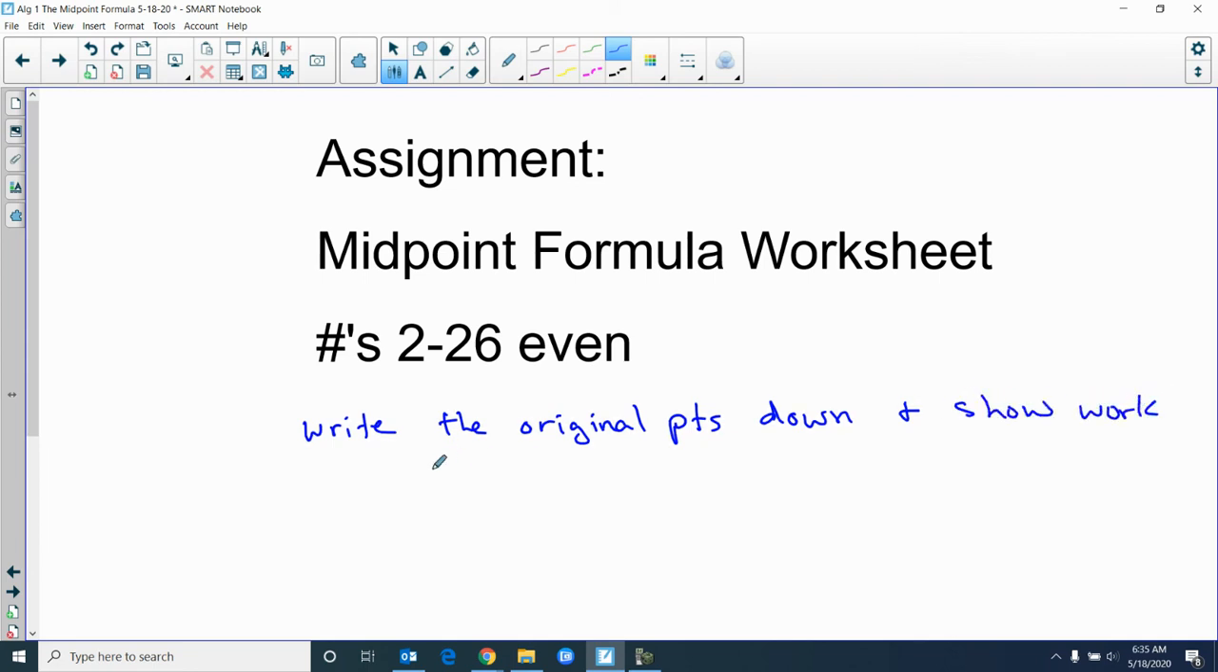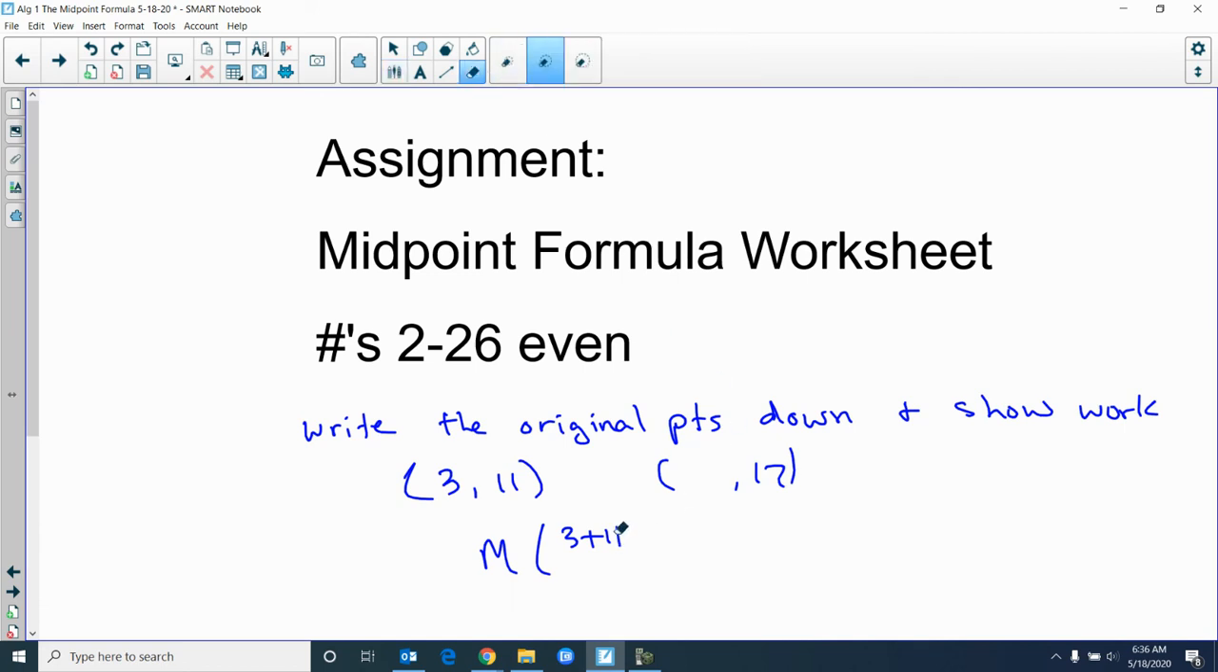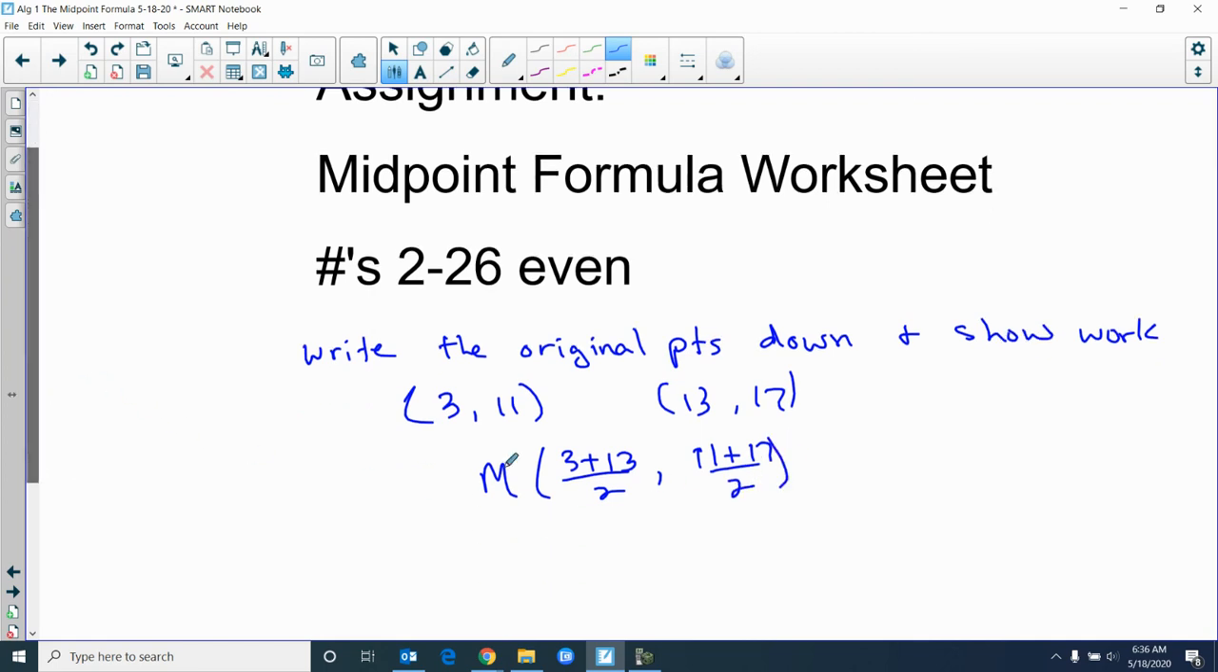By showing work, say the original points are 3, 11 and 13, 17. Just the midpoint. I've got to see 3 plus 13 divided by 2, and 11 plus 17 divided by 2. Then you can do that on your calculator. That's 16 divided by 2, which is 8, and that's 28 divided by 2, which is 14. I need to see how you're doing that.